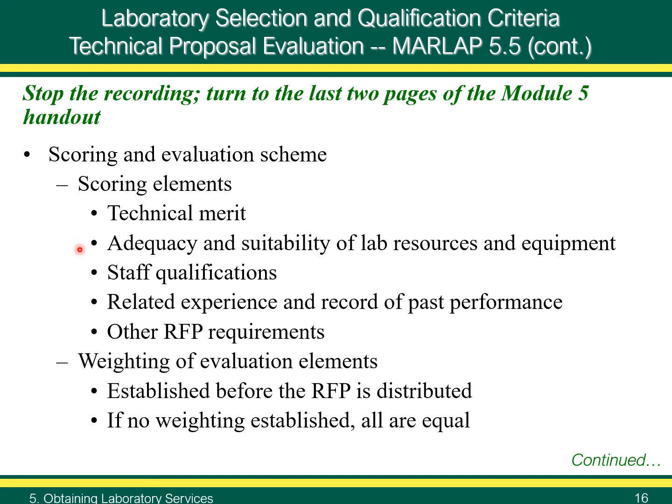The second element is adequacy and suitability of laboratory resources and equipment. If requested in the RFP, the laboratory will provide a listing of the available instrumentation or equipment by analytical method category. In addition, the RFP may request information on available sample processing capacity and the workload for other clients during the proposed contract period.